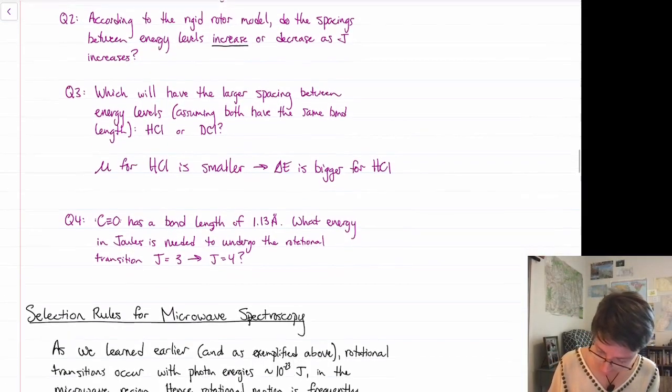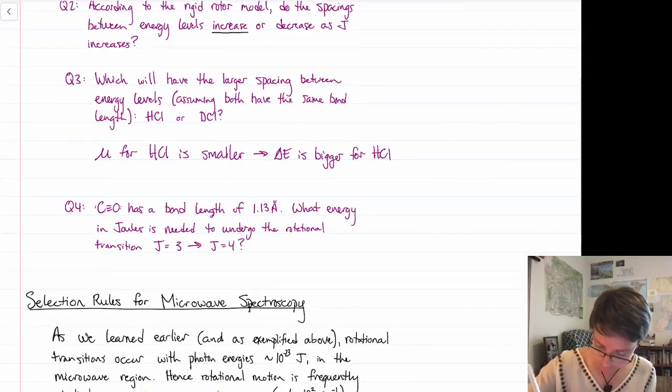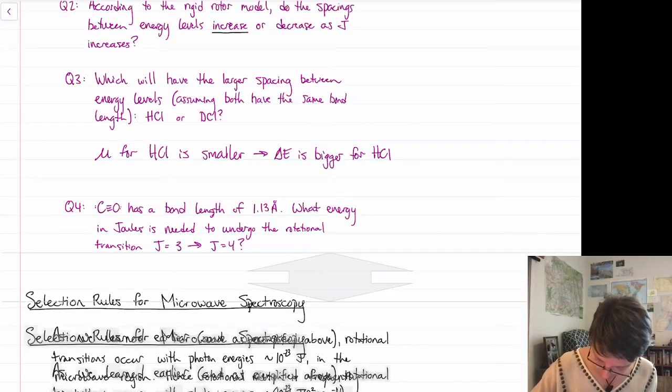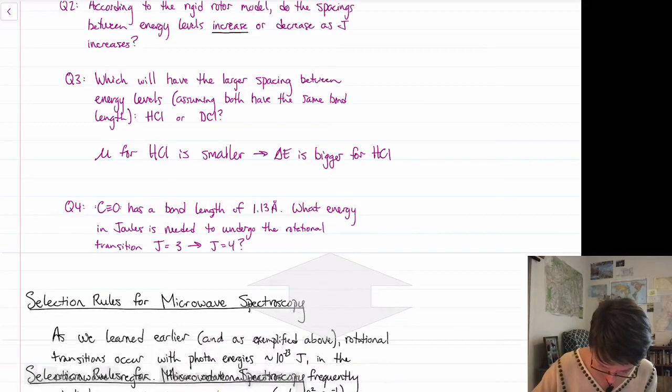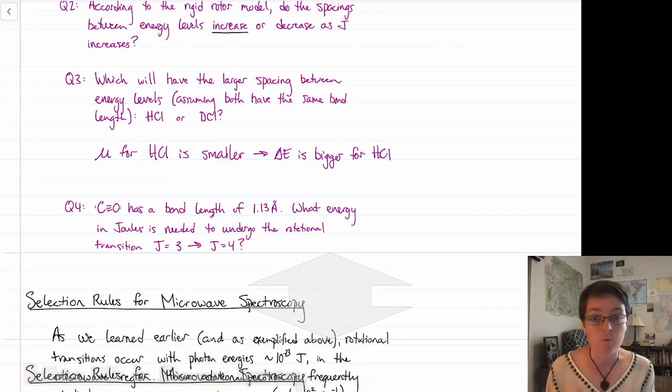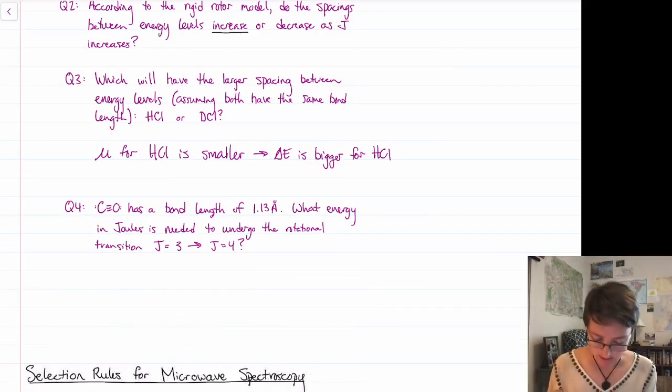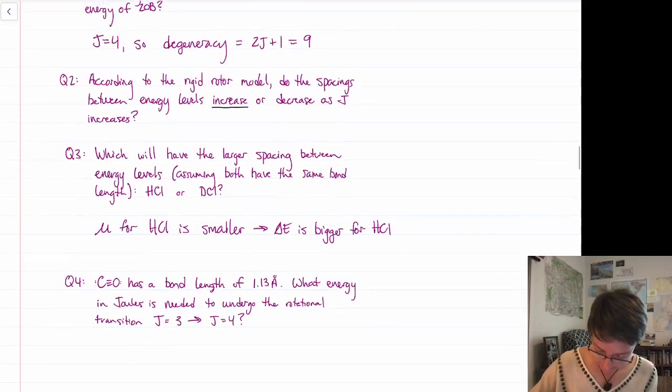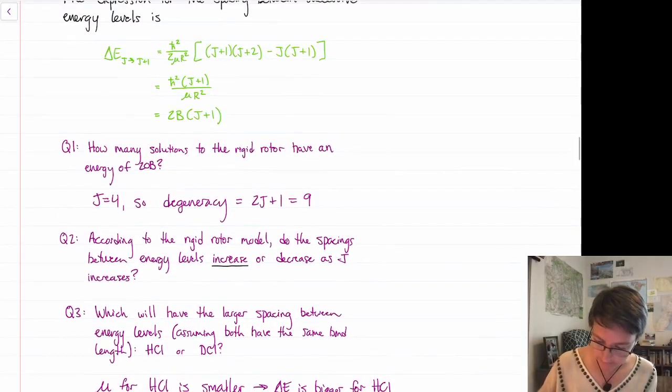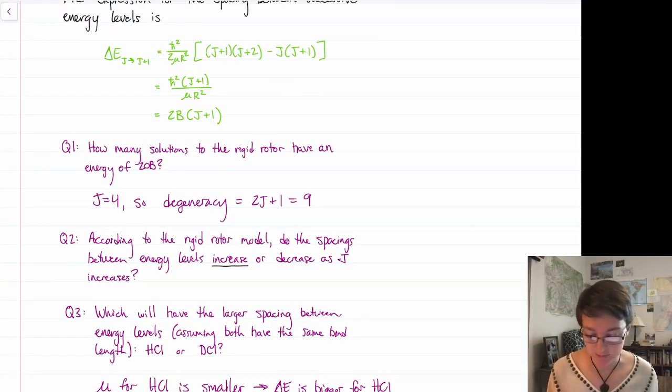And then last but not least, we have a slightly more quantitative question. Carbon monoxide has a bond length that we know experimentally to be about 1.13 angstrom. And so what energy in joules do we need to undergo a rotational transition from the J = 3 level to the J = 4 level? Well, in this case, we need to use our formula, delta E is equal to h bar squared times J plus 1 divided by 2 mu r squared.